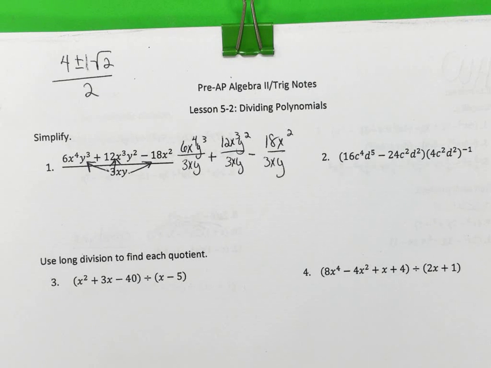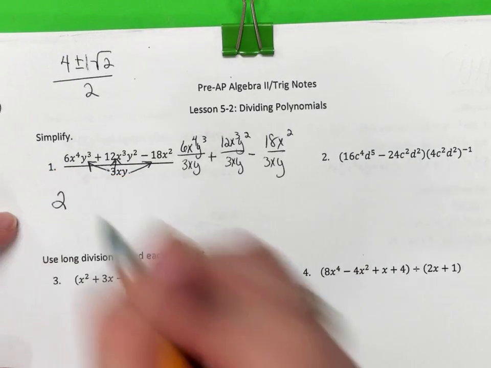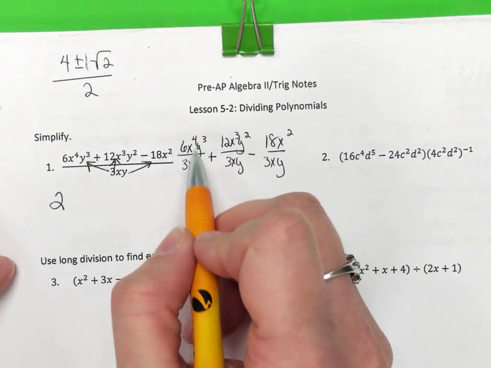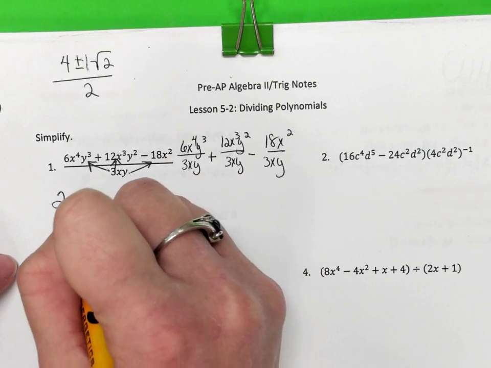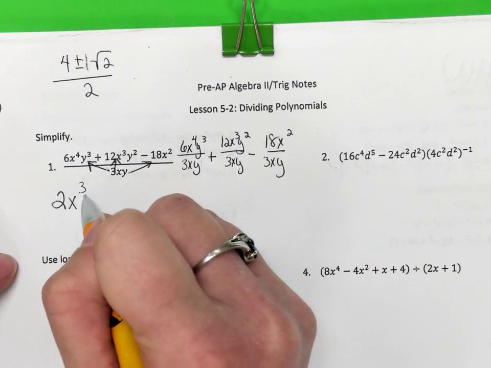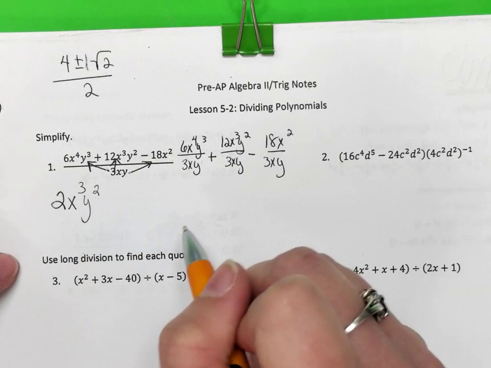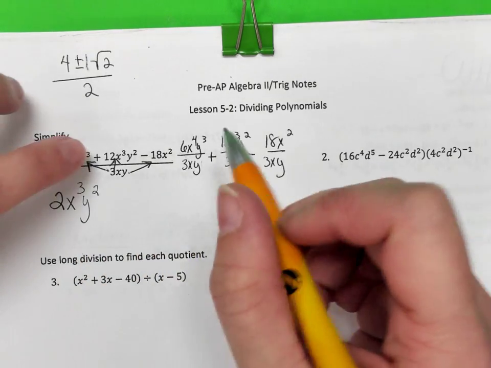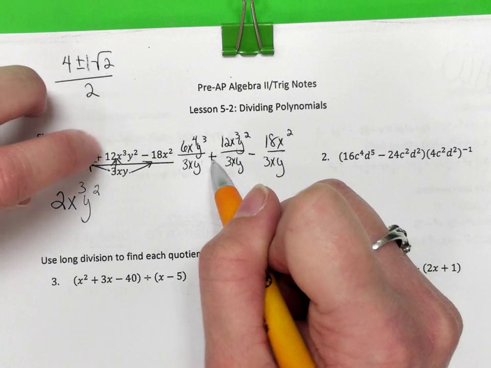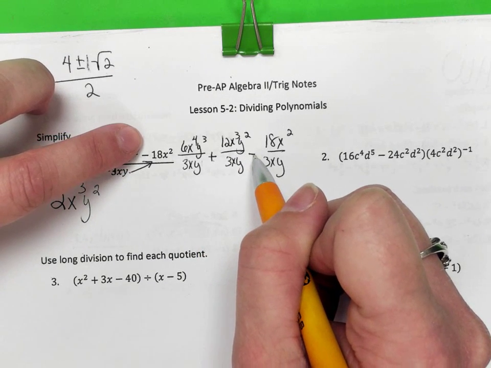Alright, here we go. What is 6 divided by 3? 2. And when you divide the bases, what do you do to the exponents? What is 4 minus 1? X to the 3rd. And what is 3 minus 1? Y to the 2nd. There you go. Boom, the first one's done. Where did I get this plus sign? I got it from right here in front of the 12, okay? Where did I get this minus sign? I got it right here in front of the 18.